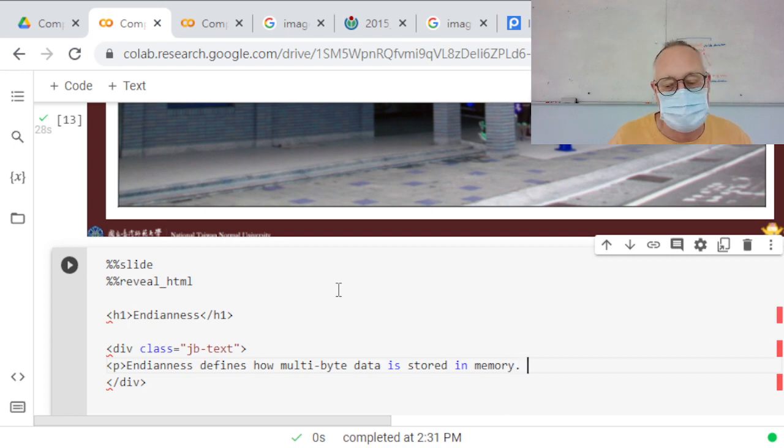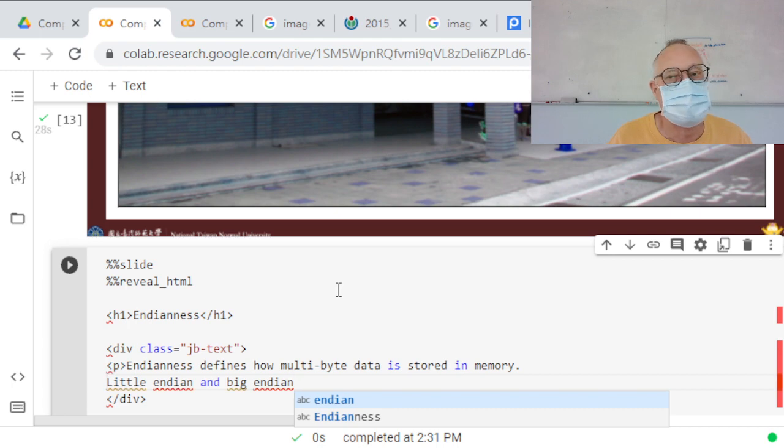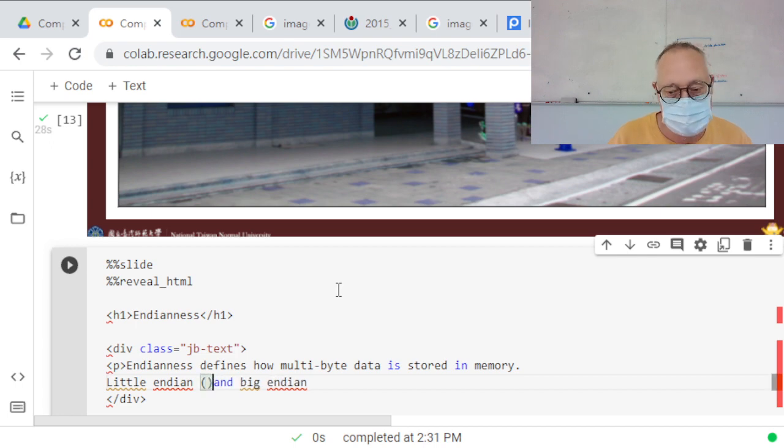And there's 2 types of endianness, little endian and big endian. And each processor has different preferences. Little endian is generally considered to be more efficient because you can stop reading bytes as soon as you have all the data. But both of them have been used by different processor companies.